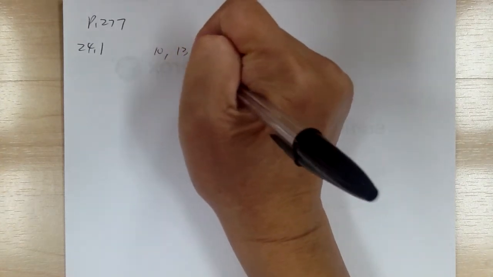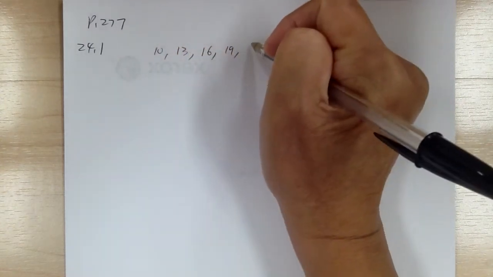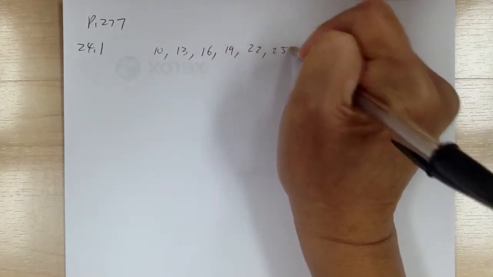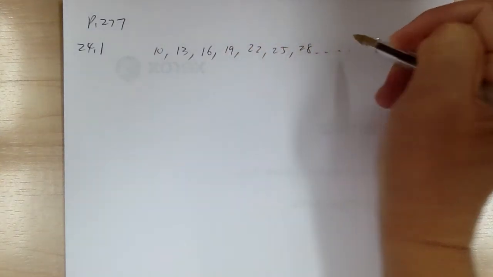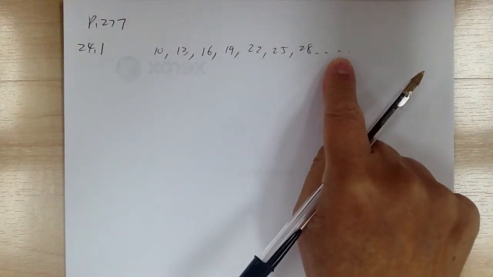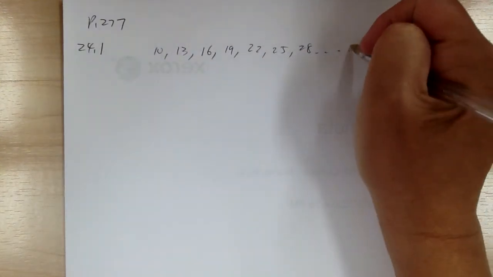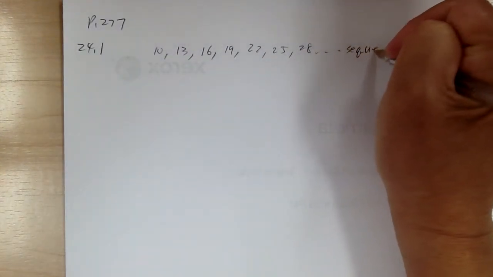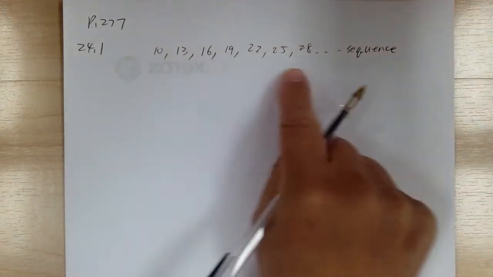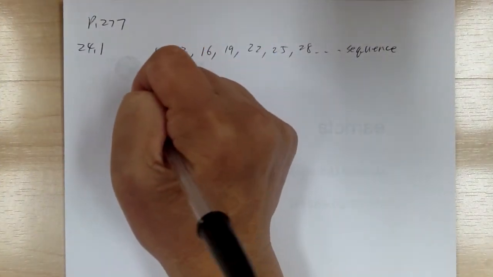So the next day will be 13 cents, then it will be 16 cents, 19 cents, 22 cents, 25, 28, dot, dot, dot, dot. Okay. Now, what you have over here is called a sequence. So a whole bunch of numbers is a sequence. And when you add all this together, it becomes a series. So make sure you know the difference between the two.